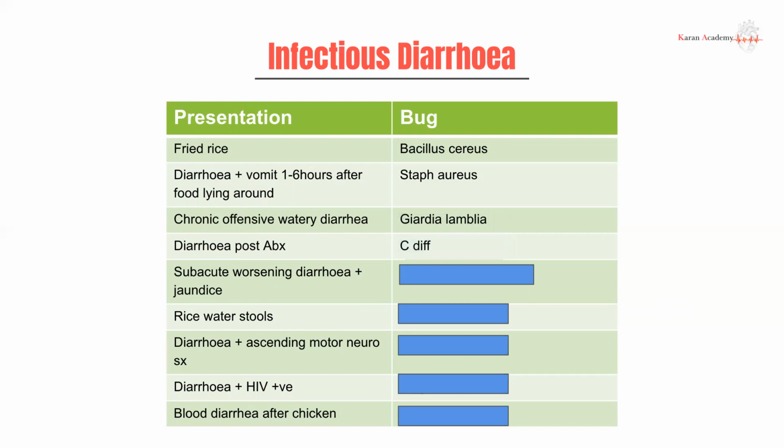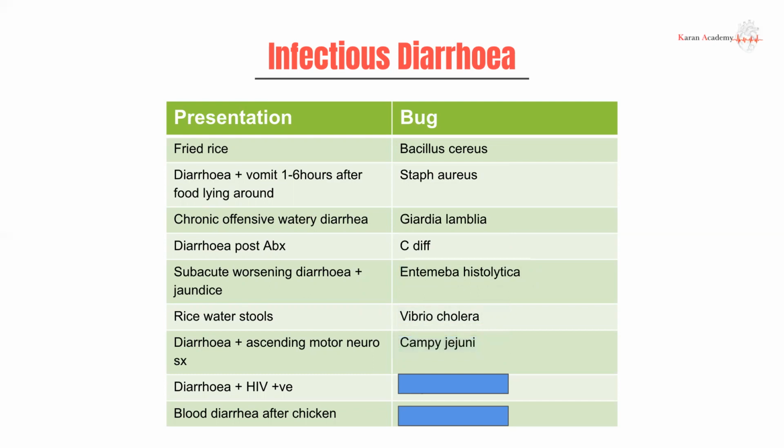Really important for patients who were in hospital for unrelated things like a pneumonia or a meningitis and now have diarrhea. A subacute worsening diarrhea plus jaundice is usually Entamoeba histolytica. Rice water stools is cholera. Diarrhea plus ascending motor neuron symptoms, and we covered this previously, that this is your Guillain-Barré syndrome, and this is going to be Campylobacter jejuni. Diarrhea in someone who's HIV positive is Shigella, and bloody diarrhea after the consumption of chicken is Salmonella.